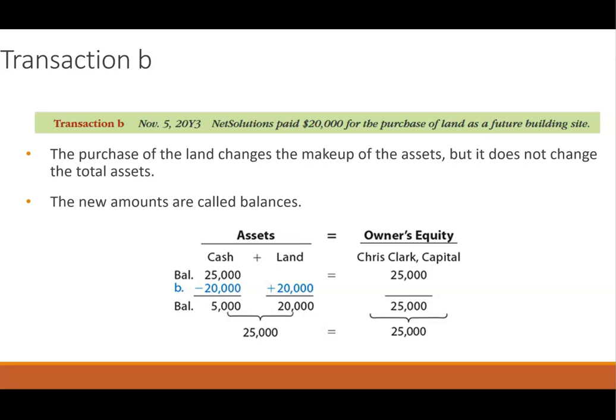So this didn't affect both sides of the equation per se. This affected just the assets. One asset went up, one asset went down. But we still balance, don't we? Our assets still equal our liability plus our owner's equity. So now we have only $5,000 in cash, but we have $20,000 in land. So our assets are still at $25,000. They're no longer just cash. They've been changed, but they're still assets.